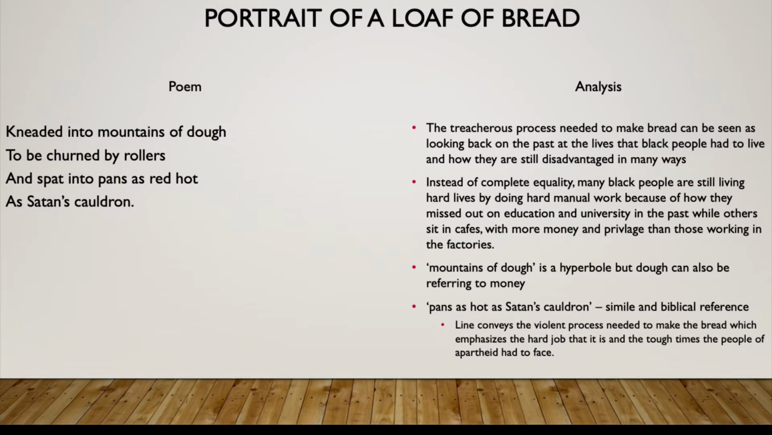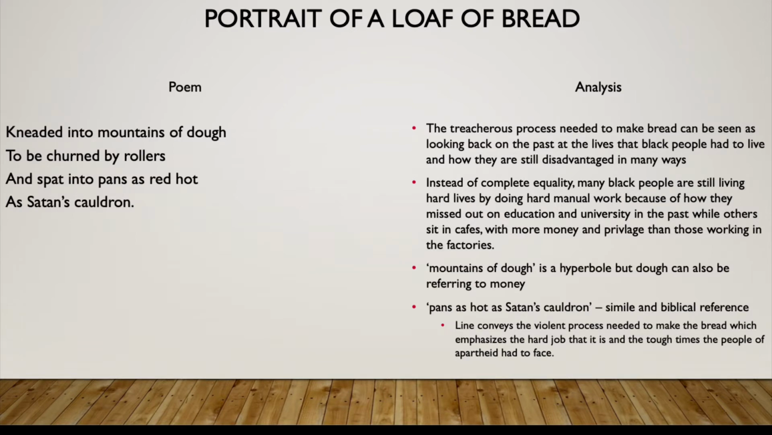So instead of complete equality, many black people are still living hard lives by doing hard manual work because of how they missed out on education and university in the past. So because they missed out on education and university, they are not qualified to have jobs that require more skills than hard labour. Therefore, even though apartheid has ended, people still reap the consequences of it.